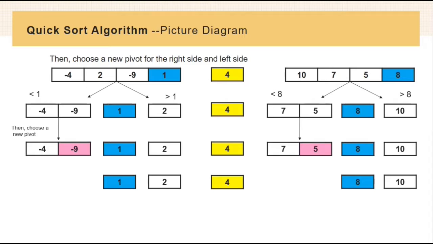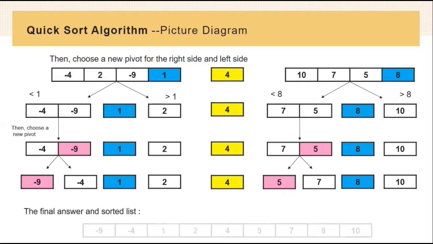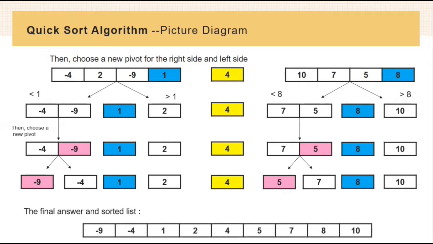Now on the right side, since -4 is higher than -9, we need to put -4 on the left side of -9. On the left side, since 7 is higher than 5, we need to put 7 on the left side of 5. As you can see now, all numbers are sorted in ascending order. So the final answer and sorted list is -9, -4, 1, 2, 4, 5, 7, 8, and 10.